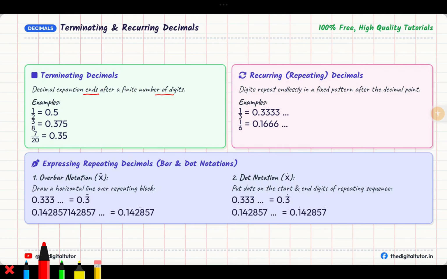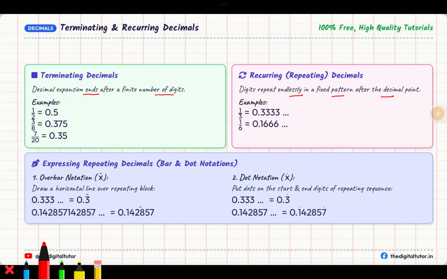And for recurring or repeating decimals, the digits repeat endlessly in a fixed pattern after the decimal point. For example, 1 by 3 is 0.3333, where the 3 is recurring. Similarly, 1 by 6 will be 0.16666, and the 6 will keep on repeating.